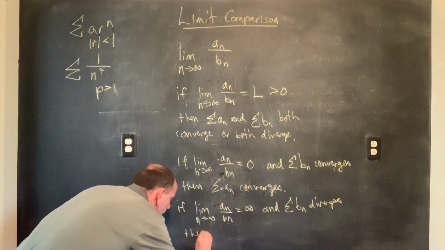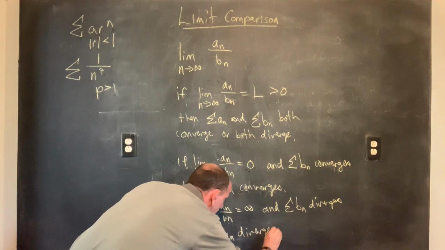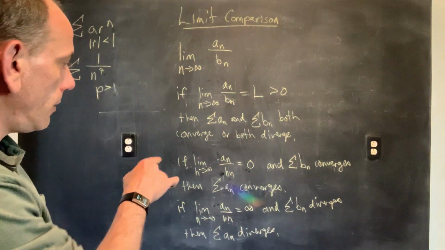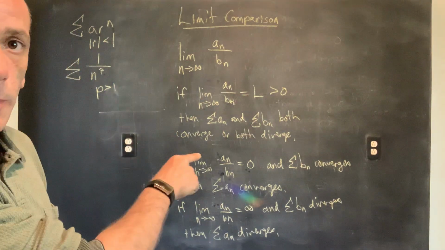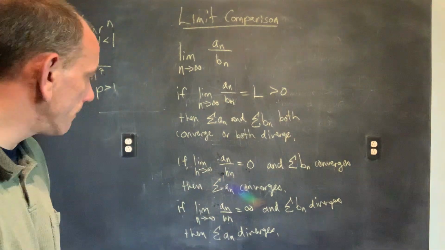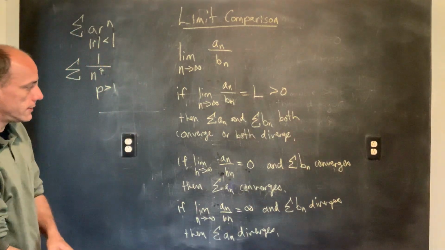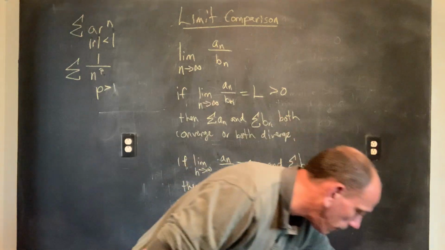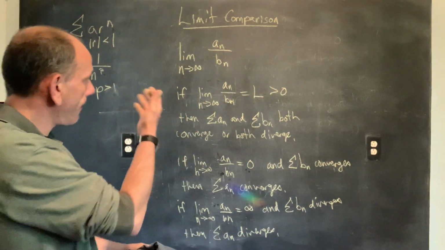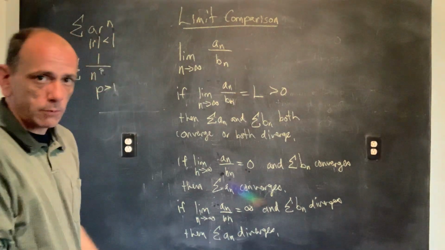Then the series A sub n diverges. Again, it's important to note that if the limit is infinity and B sub n converges, I get nothing. It's inconclusive again. So this is the limit comparison test. Again, the failure with this, or not really a failure, but the deal with it, is that we have to bring this B sub n series to the table that we already know something about.